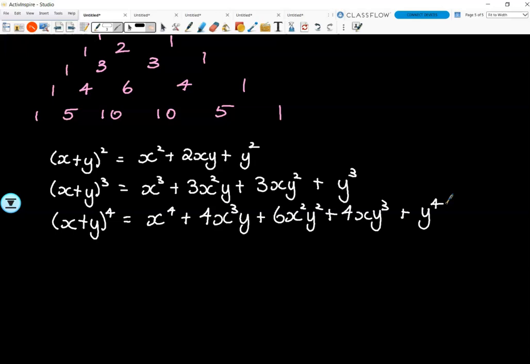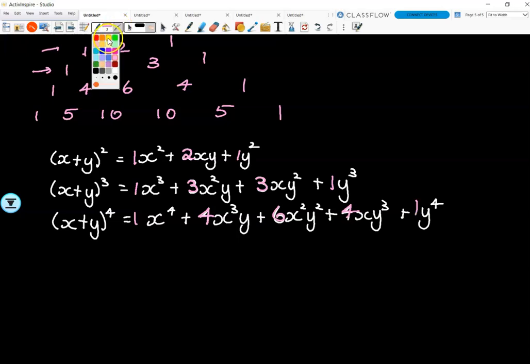What's the first one? The coefficients, right, are the same here. So when I've got x squared, it is a 1, a 2, and a 1. When it's cubed, it's a 1, a 3, a 3, a 1. When it's to the power of 4, I've got a 1, a 4, a 6, a 4, a 1. What's the other pattern that you can see?